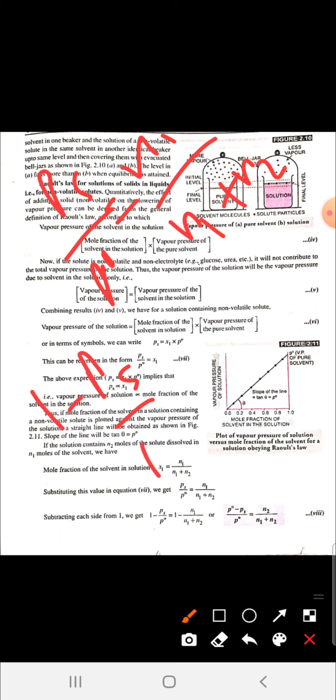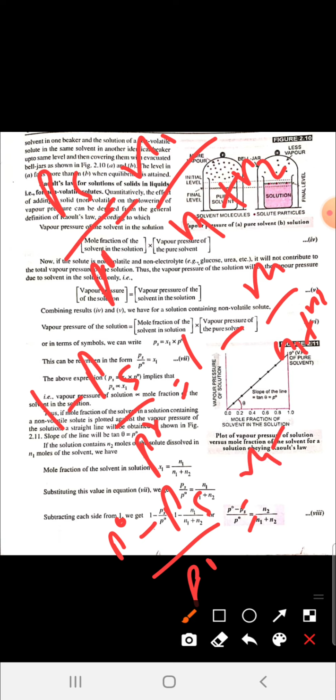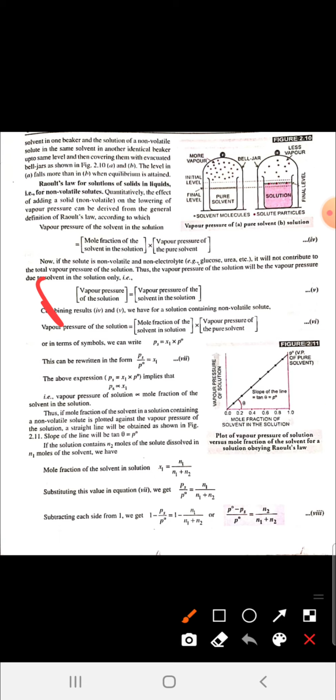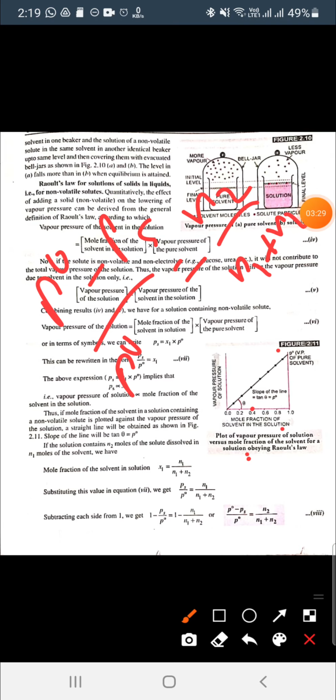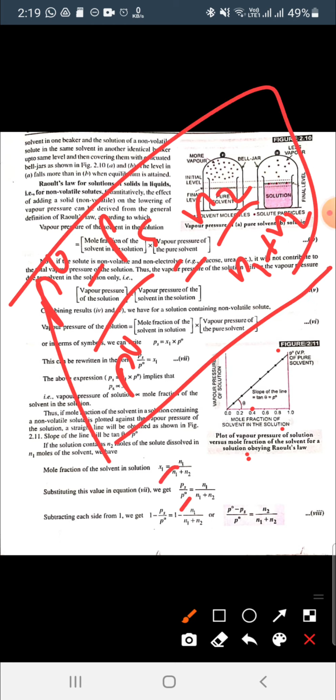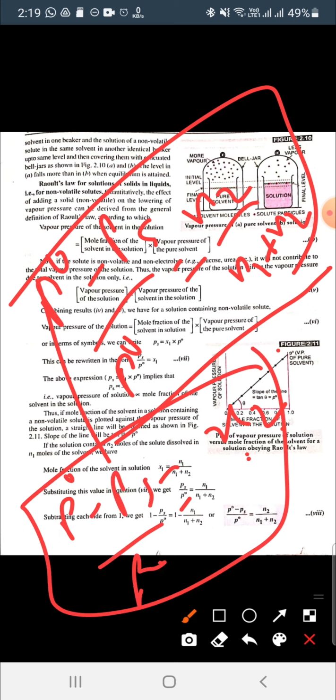Subtract both sides from 1. So P naught minus PS upon P naught is equal to N1 plus N2 minus N1 upon N1 plus N2. N1 cancels with N1, so the equation becomes P naught minus PS upon P naught is equal to N2 upon N1 plus N2. And N2 upon N1 plus N2 is equal to X2. In this way we get the second Raoult's law for non-volatile solute.